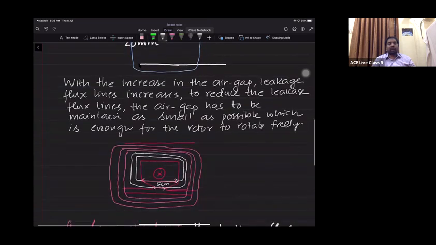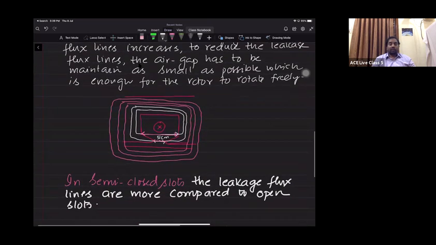Not only with an increase in air gap will the leakages increase. Even if the air gap is small, when compared to open slots, in semi-open slots the leakages will increase. Why? Because when the slots are partially closed, the reluctance of the path along that slot decreases, and one or two flux lines will pass through that path, and hence the leakages will increase. Now, is this point clear? Confirm me, all of you.